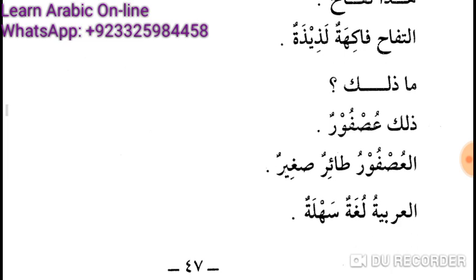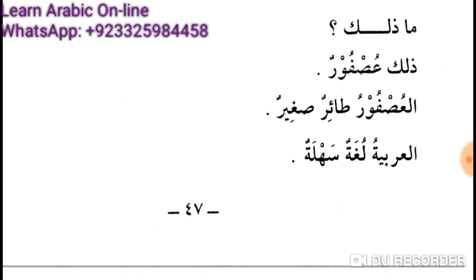Al-usfuru ta'irun saghirun. Ta'irun. Saghirun. Good. I know the sparrow is small, but I don't know the meaning of ta'irun. Ta'ir means bird. Oh, okay. So, al-usfuru, the sparrow is a small bird. Good. Ta'irun is bird.